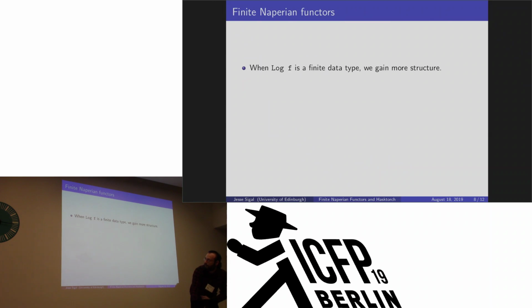So what are finite Naperian functors then? Well, a finite Naperian functor is just when that indexing data type is finite. And this gives us more structure, because essentially what we've done is we've said this data type is really just a fixed size vector. But we don't want to think about it as a fixed size vector, because then you may as well just use fixed size vectors. Instead, we want to give semantic meaning to the indices and how they relate to each other. For example, a tree.